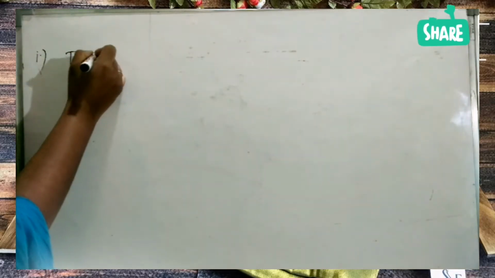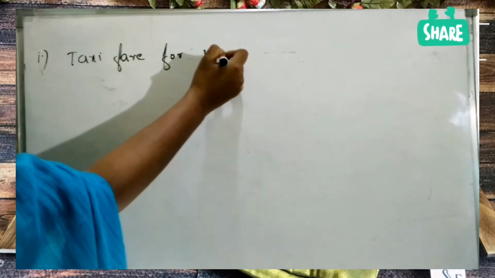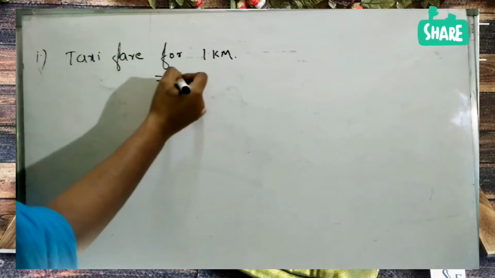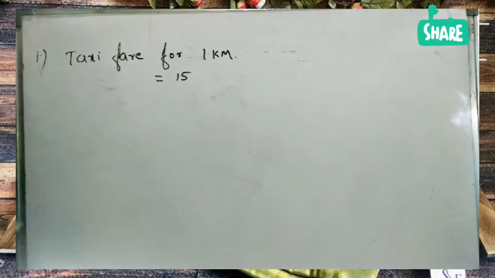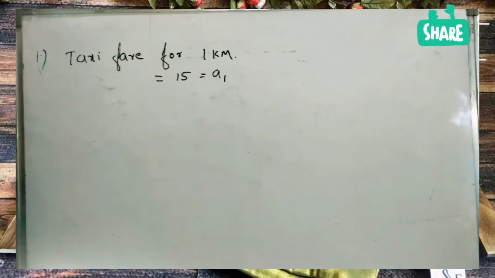So in our question, it is given that taxi fare for 1 kilometer is equal to rupees 15. So we are going to take it as A1. This is our first term. Now, it is given that rupees 8 for each additional kilometer.